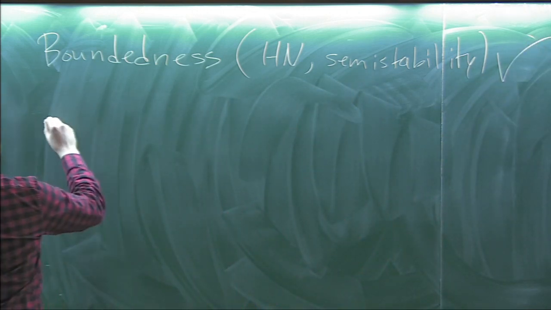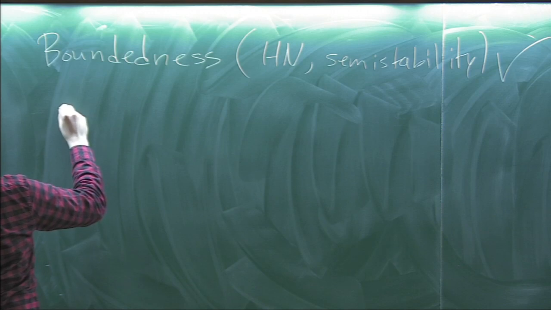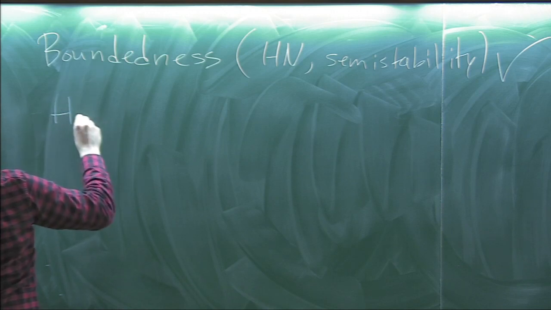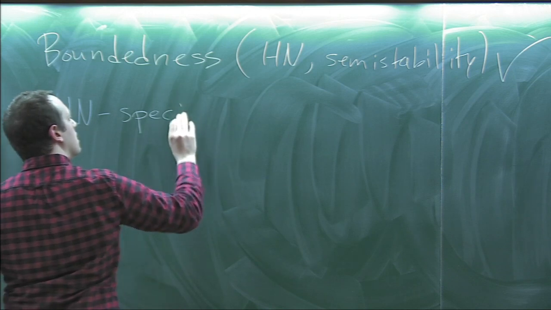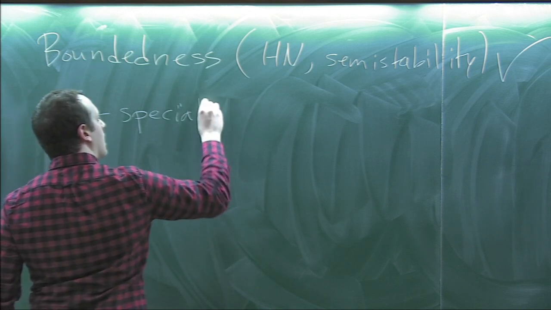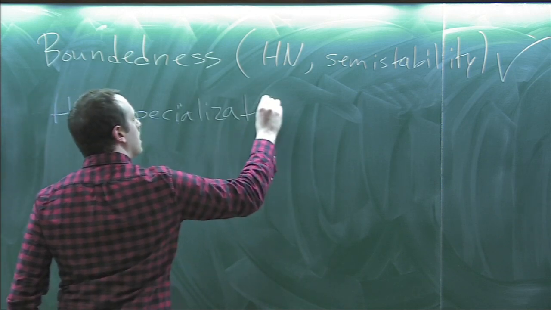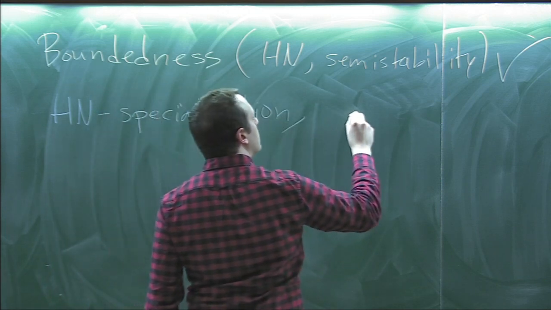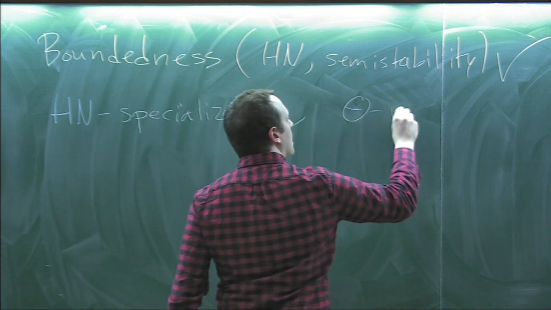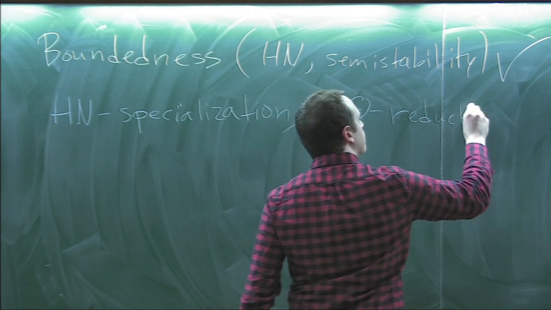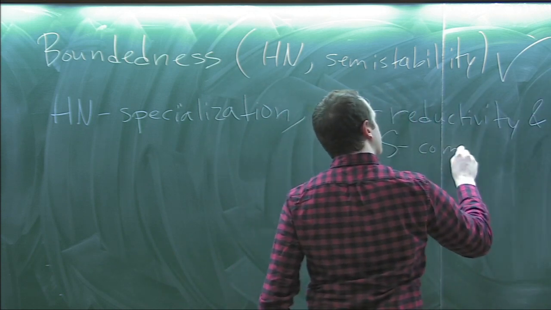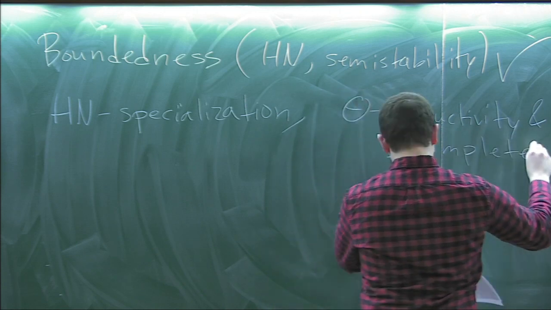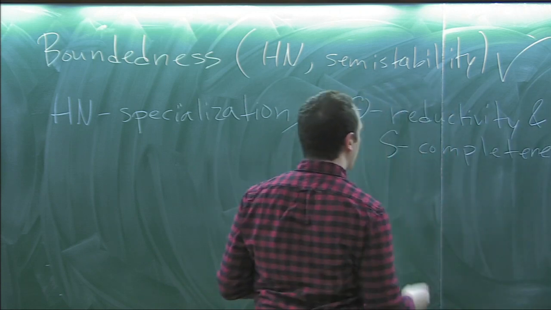So the other things we need to show: we need to show the specialization property, so we need to show HN specialization. And I'll remind you, I need to check HN specialization, and I need to check theta reductivity and S completeness of the semi-stable locus.